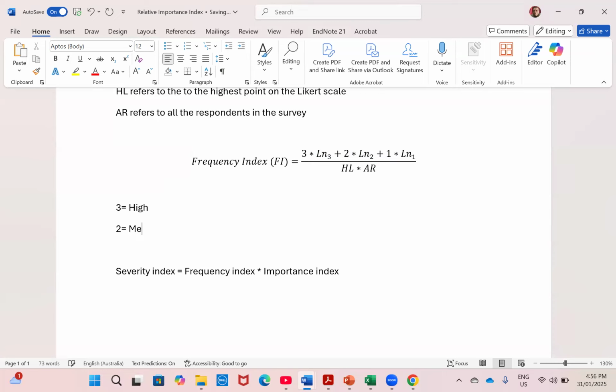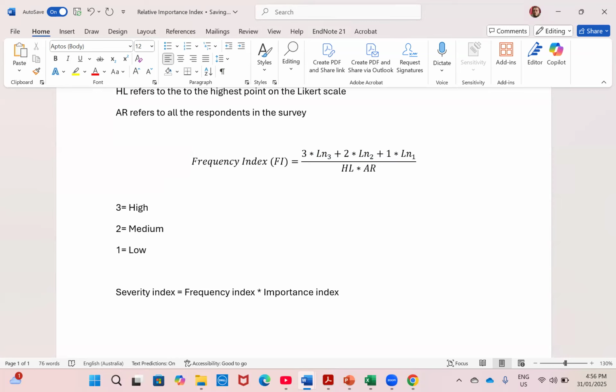And then my 2 will represent medium, and my 1 will represent low. But once again, you can use the normal Likert scale, 1 to 5 is acceptable. But if your Likert scale is going to be 1 to 5, then you have to modify the frequency index to accommodate the 1 to 5. If it's going to be 1 to 7, make sure you modify it to accommodate that, and so forth. So now I have the two of them.